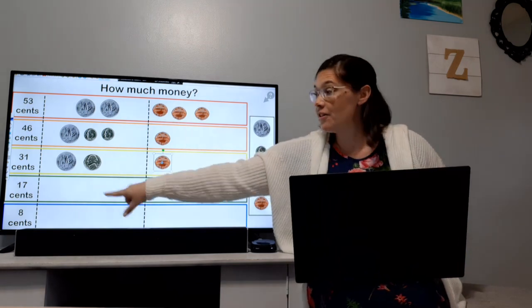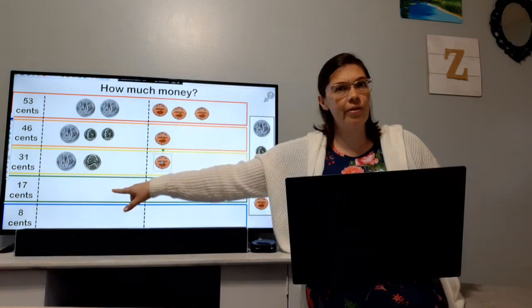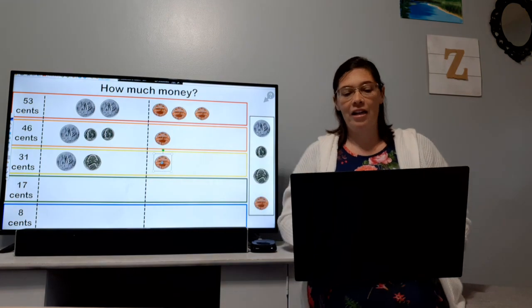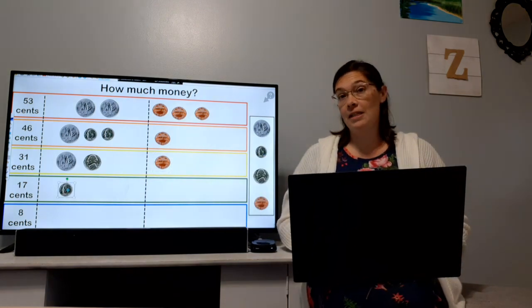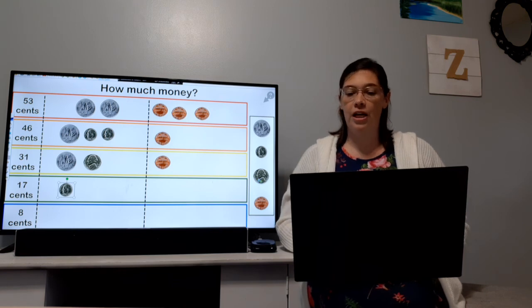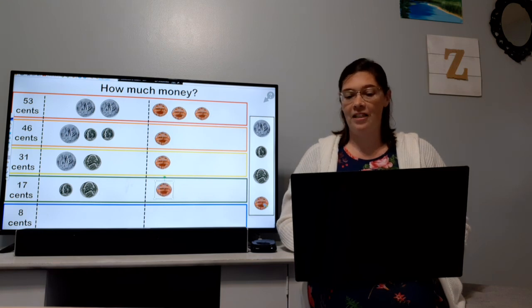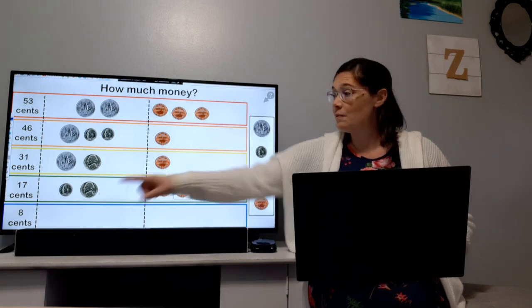Okay, let's try again. Oh, they're getting smaller and smaller. 17 cents. Can I use a quarter? It's too big, right? So let's try a dime. I could use a dime and 7 pennies. If I want to make smaller change though, I'd use a nickel. So that's 10, 15, and then 2 more pennies. That's 17 cents.